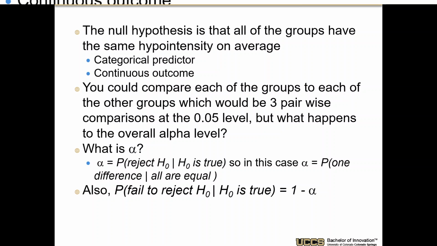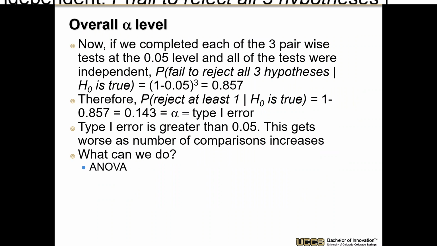And if I were to do that, just to drive this forward, I would do 3 comparisons at the 0.05 level. But what happens to the overall alpha? This is what we just went through in that equation. The probability that I will incorrectly reject a null hypothesis: the probability of failing to reject is 1 minus alpha. If I do this three times, the probability of not rejecting any of the 3 hypotheses is 0.875, and therefore my probability of incorrectly rejecting a hypothesis is 0.14, which is my probability of type 1 error.